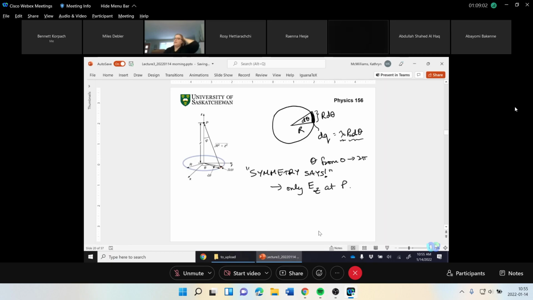We only have Ez components that survive at point P. At point P, Ex is equal to 0 and Ey is equal to 0, because for every piece of this charged circle on one side, there's a charge on the opposite side of the circle that's giving us the horizontal component in the opposite direction. So again, only the vertical component survives here.